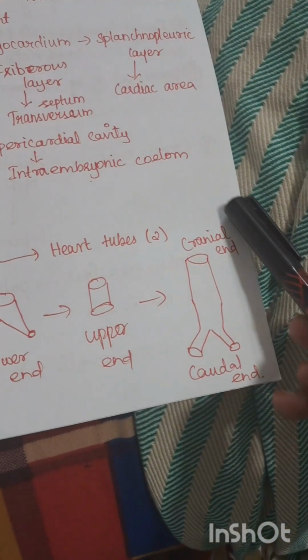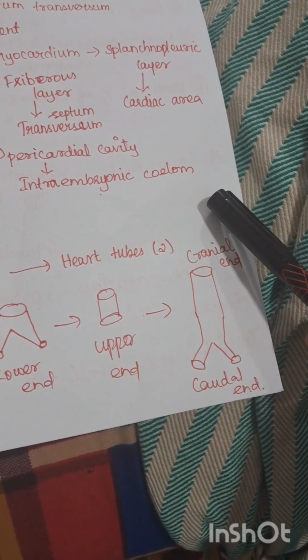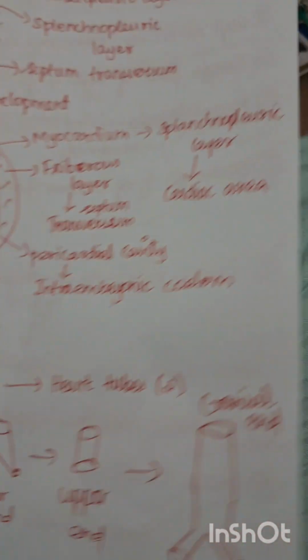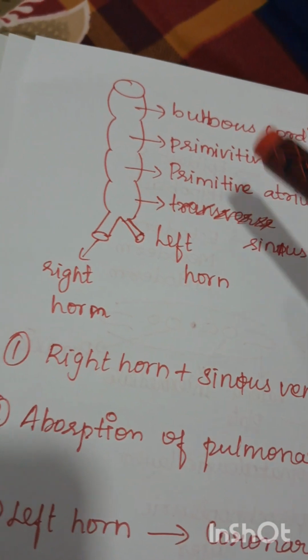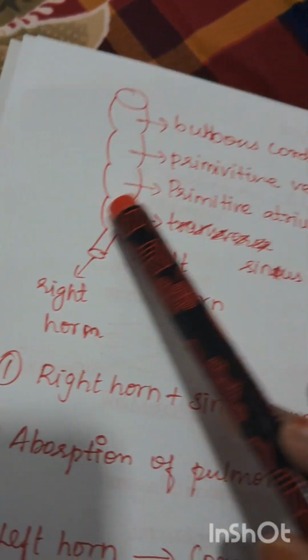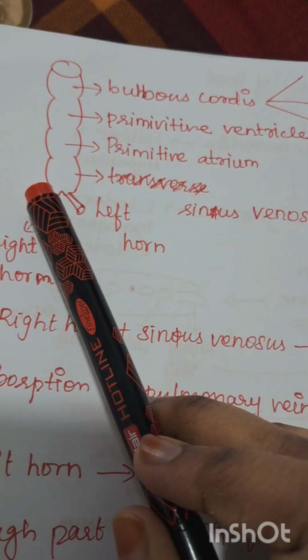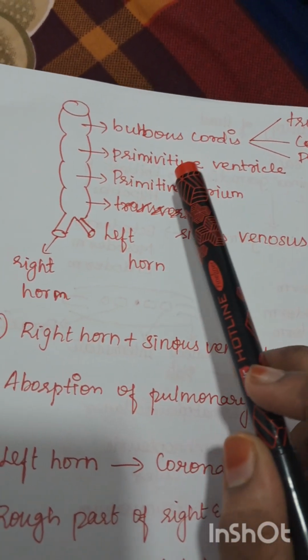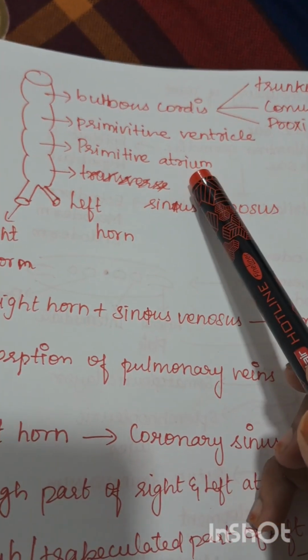whereas the lower end does not fuse. The structure formed is like this. After this formation, some dilatations take place to form structures like these. The dilatation parts are known as the right horn and left horn. The first structure is the sinus venosus, then the primitive atrium, then the primitive ventricle and the bulbus cordis. So all these structures will be formed.